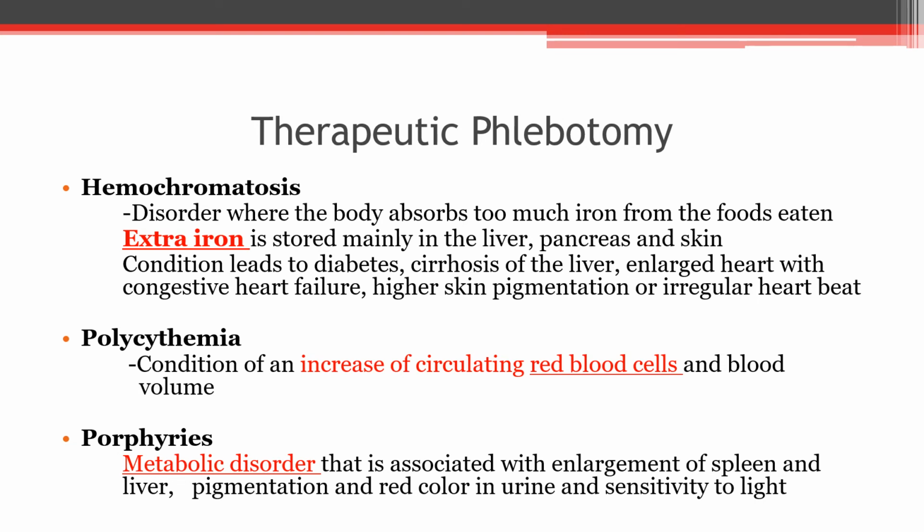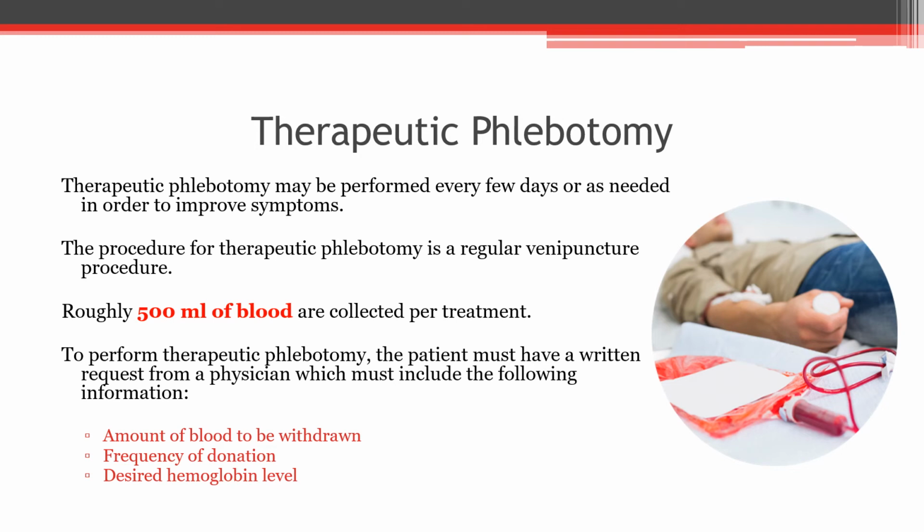Polycythemia, a condition of an increase of circulating red blood cells and blood volume. Porphyrias, a metabolic disorder that is associated with enlargement of the spleen and liver, pigmentation and red color in urine, and sensitivity to light. Therapeutic phlebotomy may be performed every few days or as needed in order to improve symptoms.